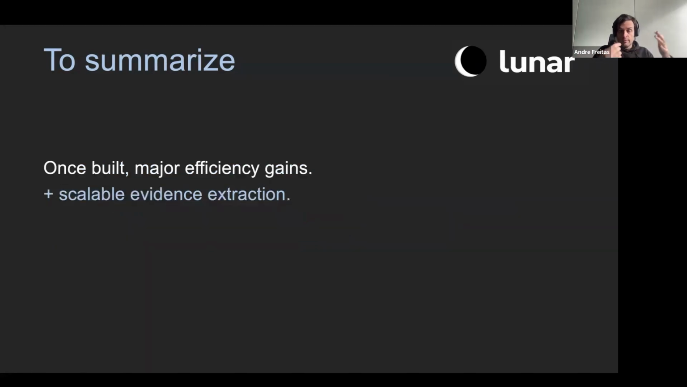Now, the value, as we spoke before, is that once this is built, this represents a major efficiency gain. So you have that specialized agent that you can reuse in future contexts, right? So you have new literature emerging, you can just reuse that agent, and this allows for that scalable evidence extraction.